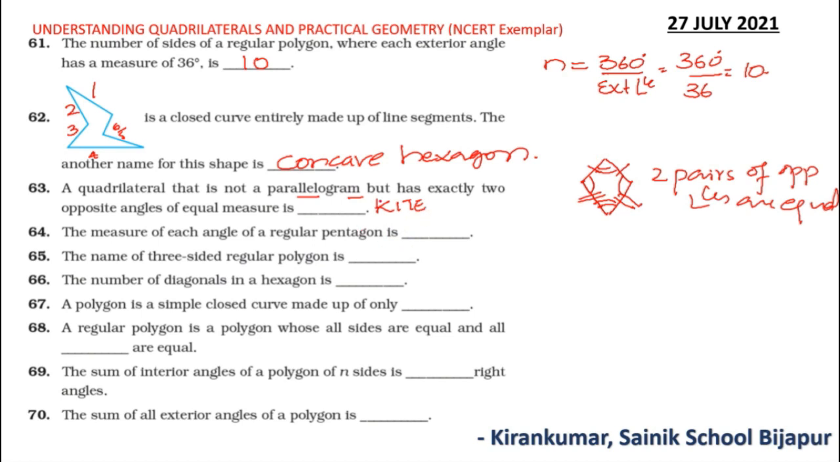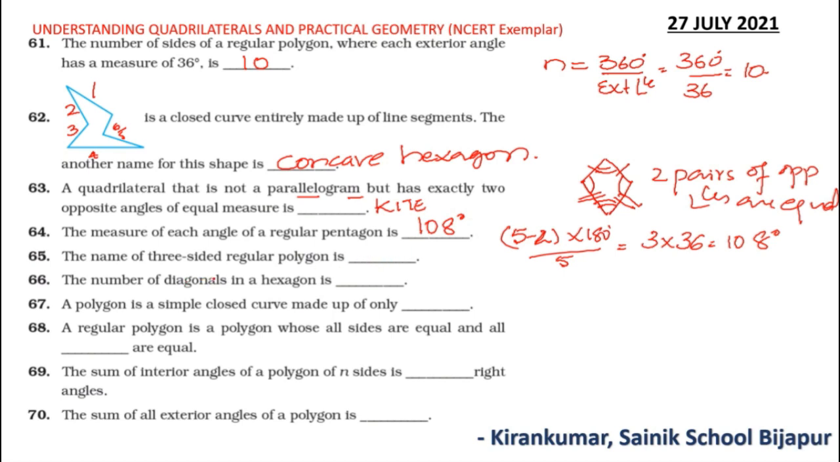Question 64. The measure of each angle of a regular pentagon is. For a regular pentagon, there will be 5 sides. So 5 minus 2 into 180 degrees upon 5. This is 3 times 36, which is 108 degrees. So 108 degrees is the measure of each angle in a regular pentagon.